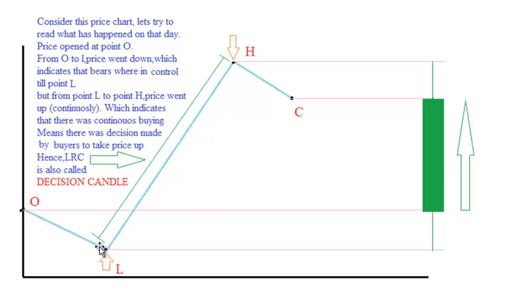Now, while the price was moving from here to here, the price closed on the upper side, which is quite near the wick. While the price started moving up and closing over here, this is a very clear indication that the bulls were in control and the bulls really wanted to buy, and hence it's an LRC. It is called a decision candle.